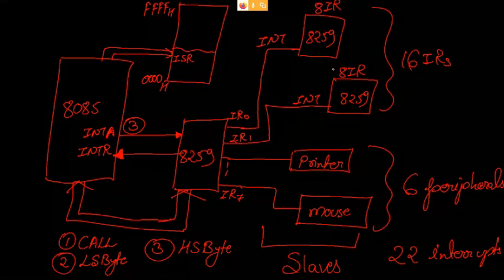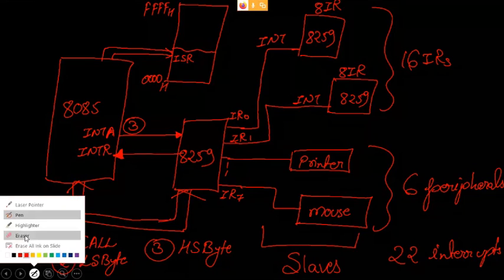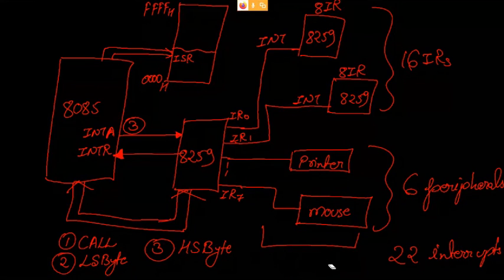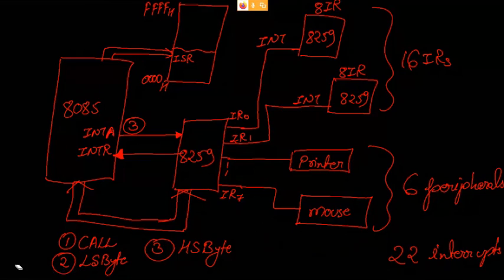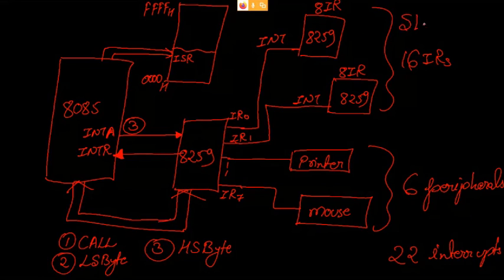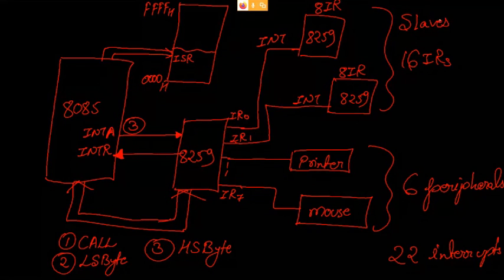So when we are saying slaves, these two 8259s are your slaves. Right, I should write it there, not with the printer. The printer is not the slave. Okay, so these are your slaves. So this is how generally the interrupts are managed, with 8259s connected in either master mode or in slave modes.